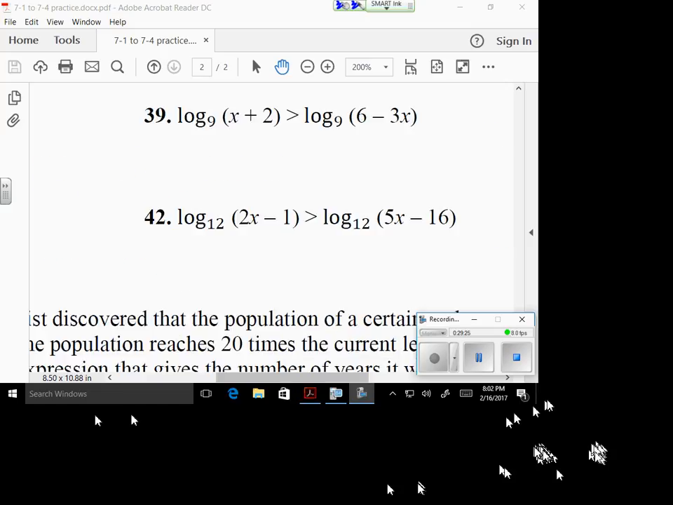On a double log, again, we can get rid of the bases, get rid of the logs. X plus 2 must be greater than 6x minus 6 minus 3x. Solve for x, add 3x to both sides, 4x, subtract 2 from both sides, get 4, so x to be greater than 1.